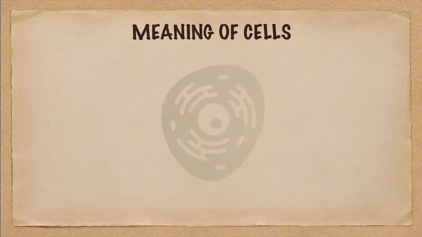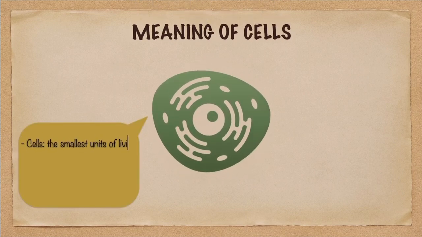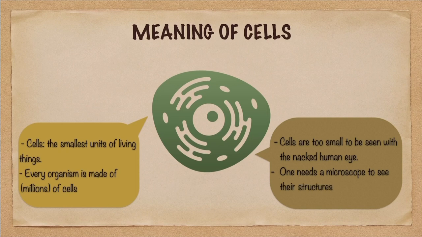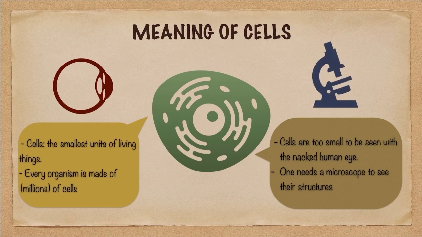First, the meaning of cells. Cells are the smallest units of living things, and every organism is made of cells. In general, some of them are made of millions of cells, and some of them are made of only one cell, and they are called unicellular. Cells are very small, and they are too small to be seen with the naked human eye. That's why we need a microscope to see their structures, or in general to see them.